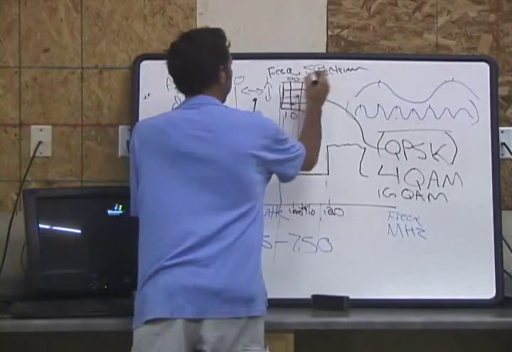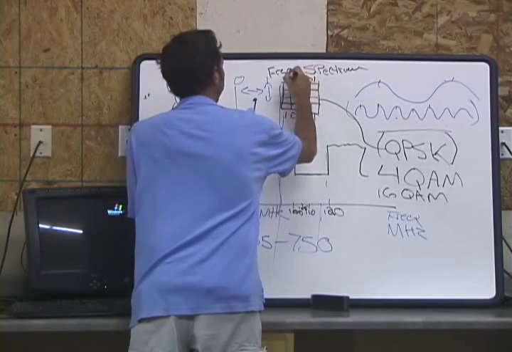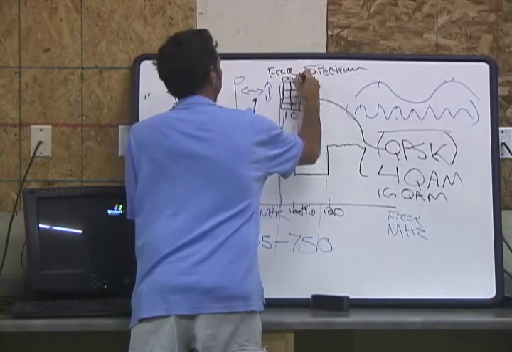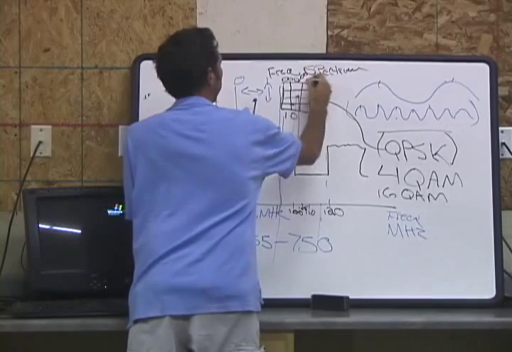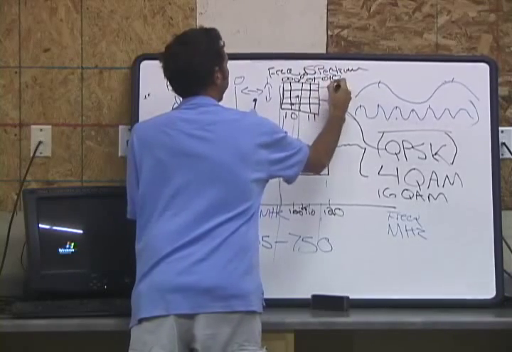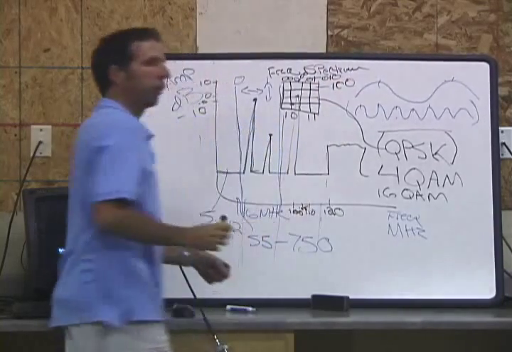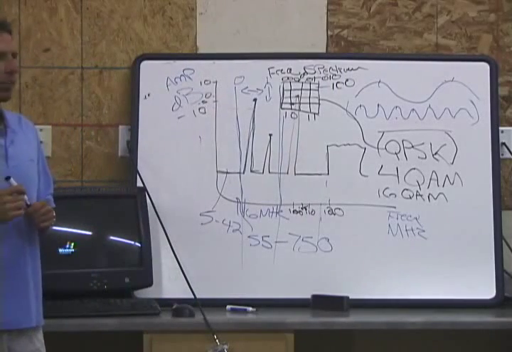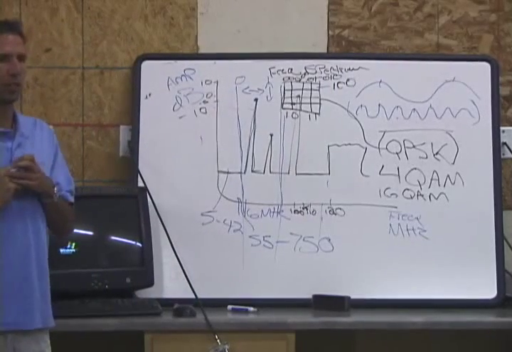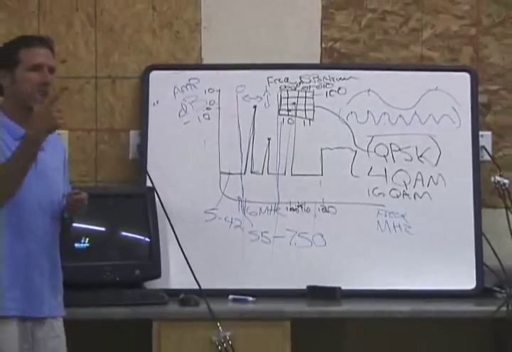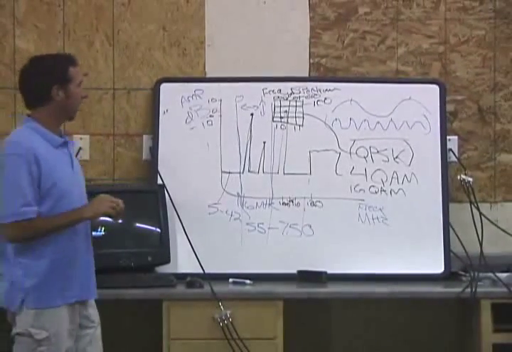But now that I got 16, if I use 3, I can call this one 0, 0, 0. This one could be 0, 0, 1. This could be 0, 1, 0. This could be 1, 0, 0. You get the point, right? So now how many bits of information am I sending in any second? 3. Exactly right. 3 bits.